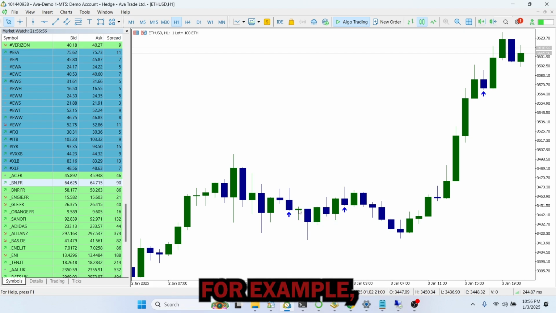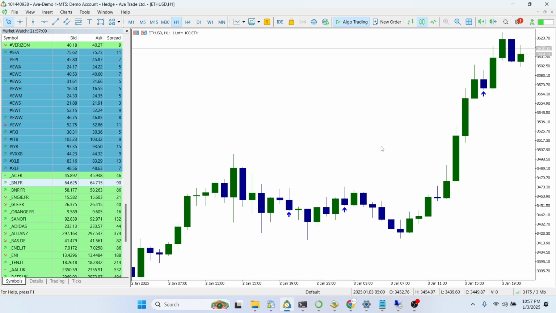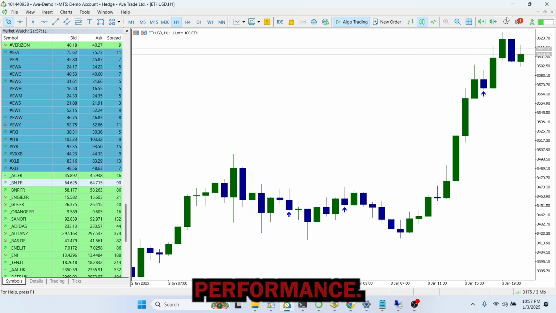So let's say, for example, you wanted to place a sell position here, and then you got this arrow here. Automatically, if you had placed a sell trade here, you could have lost money. Okay, so that's one way you could use this indicator to improve your overall trading performance.